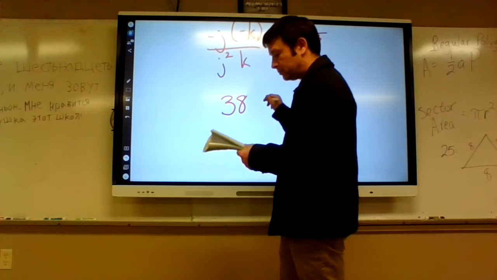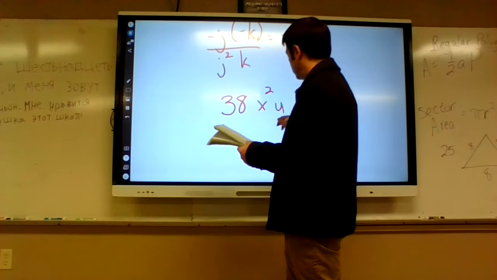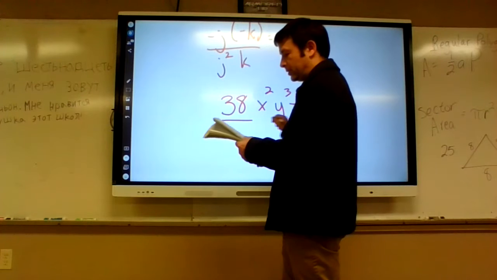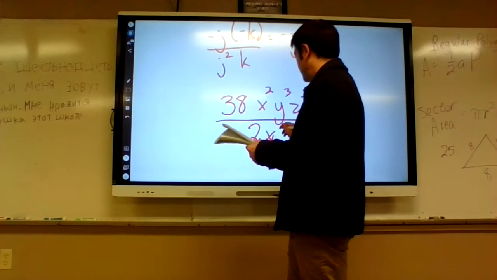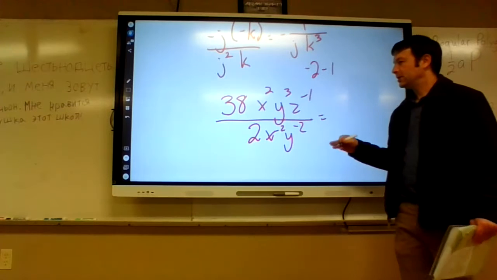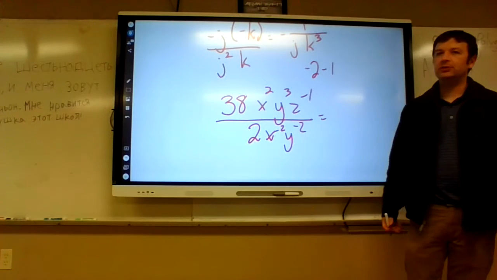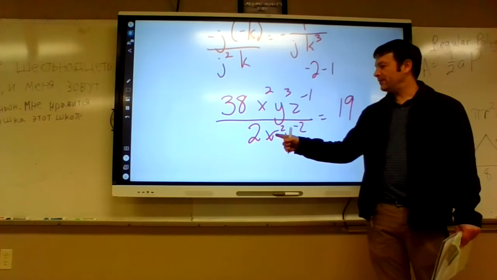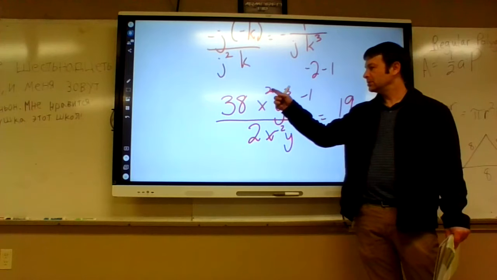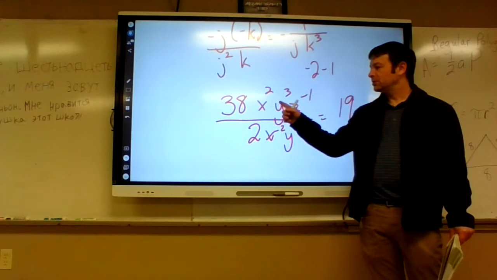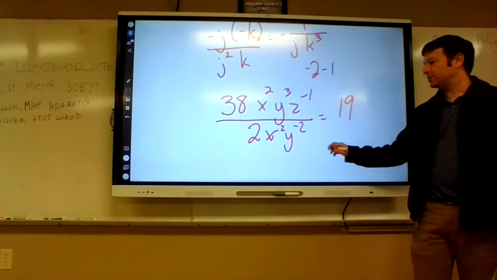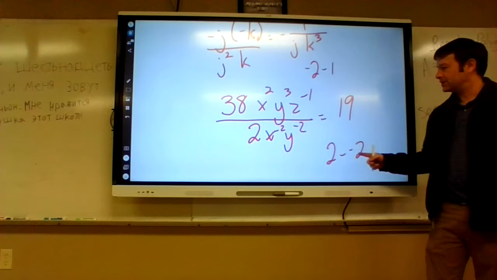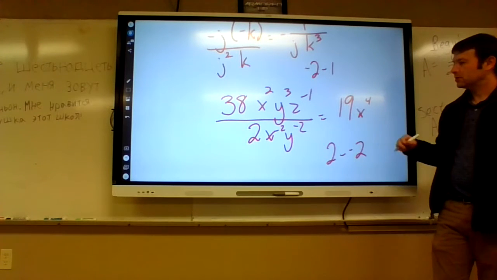Let's do 24. Not a lot to do on this one. You know what 38 divided by 2 is? 19. Okay, x squared divided by x to the negative 2: 2 minus negative 2 is 2 plus 2, which is 4.